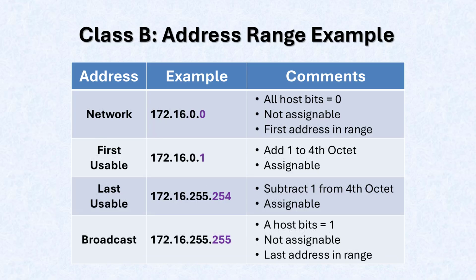Now let's consider the given Class B network address, 172.16.0.0. To obtain the first usable address, add 1 to the fourth octet. This gives 172.16.0.1. To obtain the last usable address, subtract 1 from the fourth octet of the broadcast. This gives 172.16.255.254.